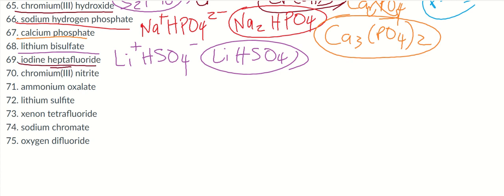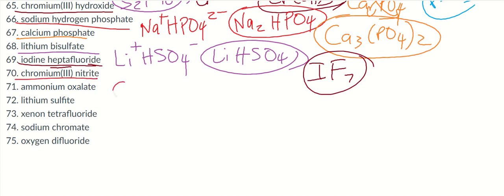Iodine, they're both halogens, so they're both nonmetals. So let's just use the prefixes. There's no prefixes in front of iodine, so that's just a 1. Fluorine, the ID tells you it's an elemental fluorine, and hepta means 7. So there we go.